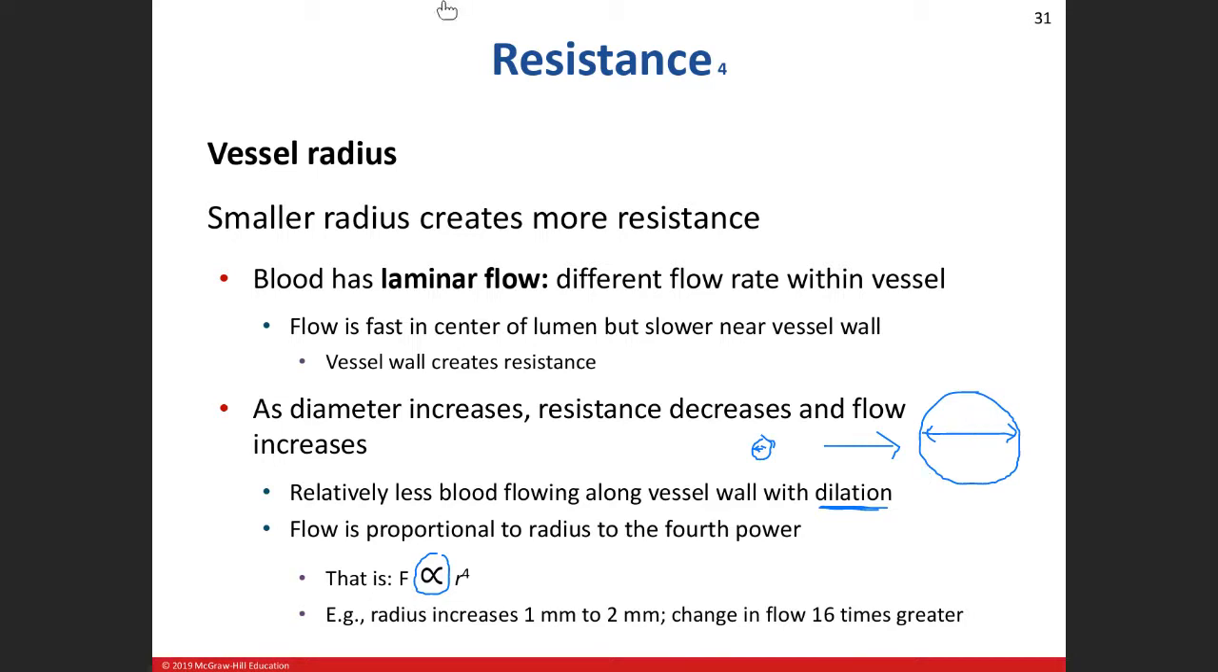Okay? I don't expect you to know that flow is proportional to the radius to the fourth power. Okay? I want you to know that, let's keep it simple, as we increase the diameter, we increase the flow because we decrease the resistance. That's it. All right, there's another equation here on the next page, but now things will get a little bit more interesting.